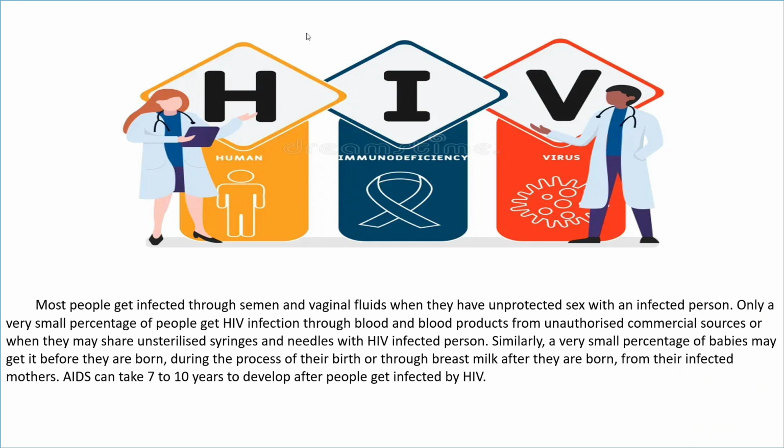What does it say? Most people get infected through semen and vaginal fluids when they have unprotected sex with an infected person. Now see, this line is very, very important. So what does it say? It says that many people get infected with HIV AIDS when they have sex or unprotected sex with people who are already suffering from HIV.